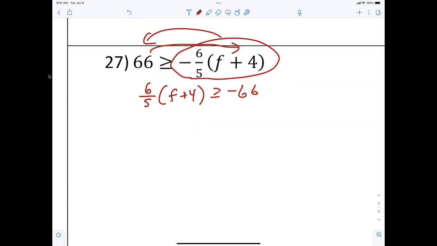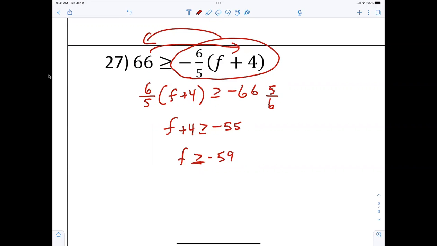All right, so now how do I get rid of the 6/5? By what? 5/6. So now I have f plus 4 is greater than or equal to negative 55. And then, of course, f is greater than or equal to 59. Right? Because it's equal to, there'd be a solid dot there, going in which direction? To the right.